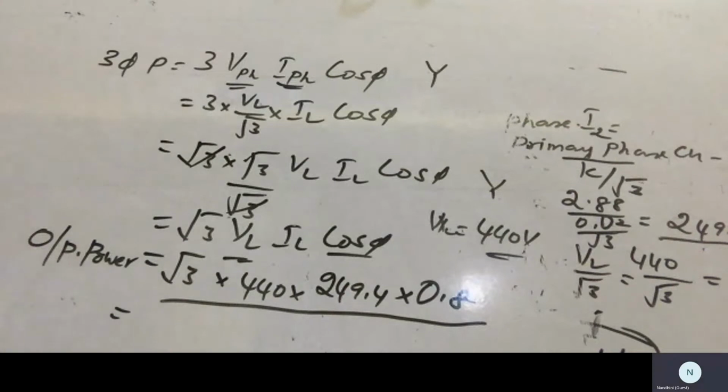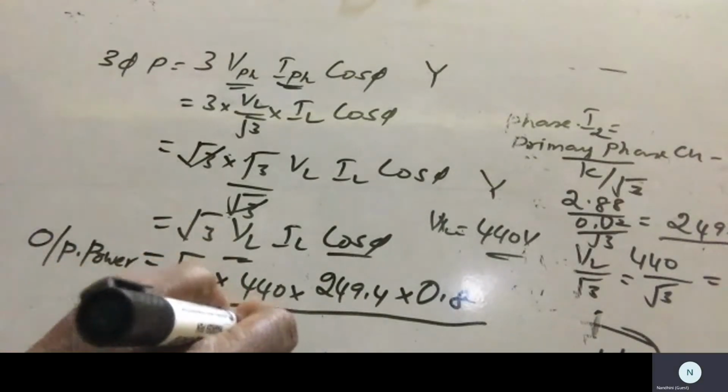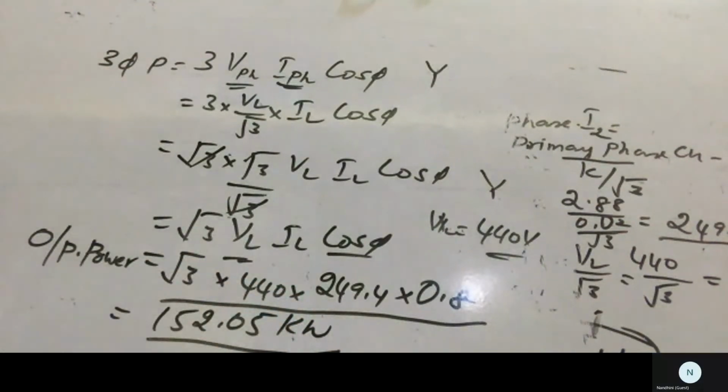Okay. So what is the value? Nandhini: 152.05 kilowatts. Okay, kilowatts. Okay? So shall we wind up? Shall we see tomorrow?